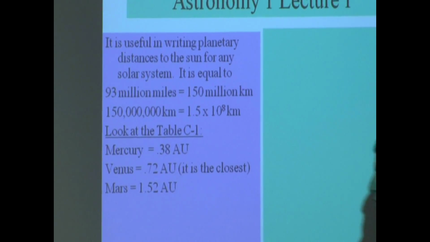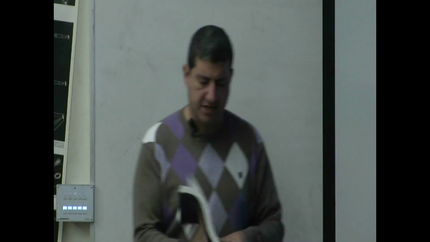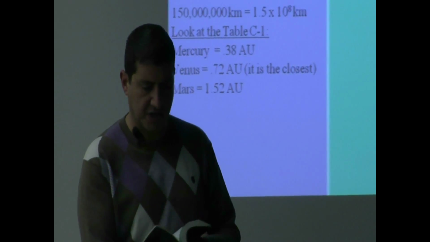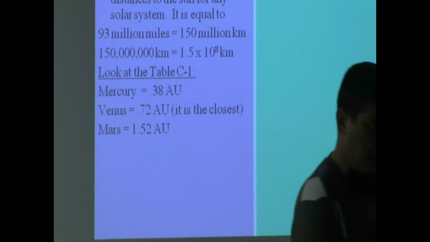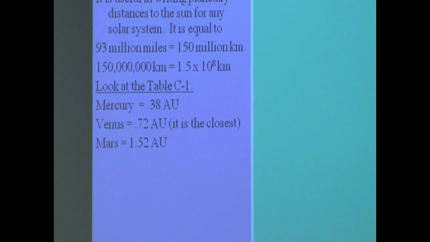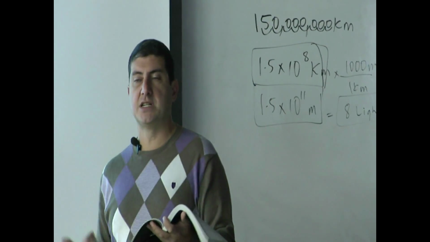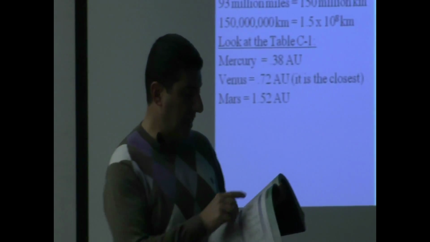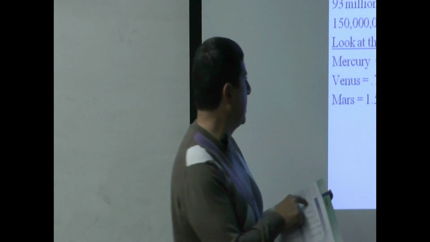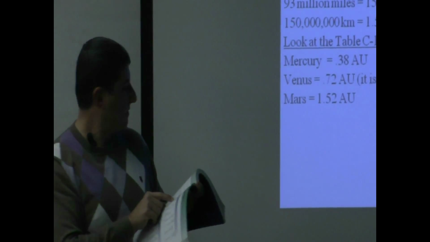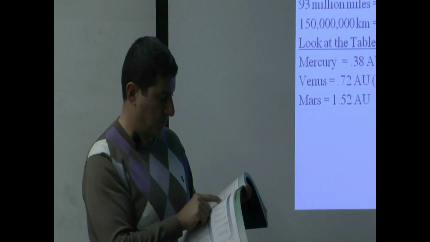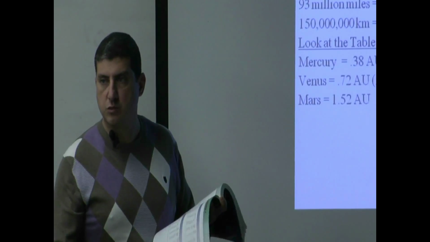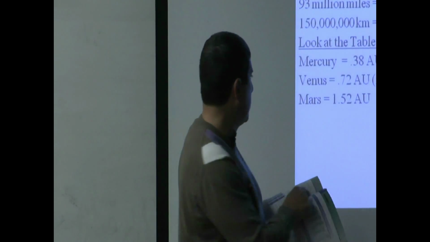If you look at the back of the book, toward the end, there's what they call an appendix. In table C-1, they give you the distances of planets from the sun in 2 units, one in kilometers, one in AUs. The one I like is AU. Mercury, 0.38 AU. Venus, 0.72 AU. Earth, of course, by definition, is 1 AU. Mars, 1.52 AU.